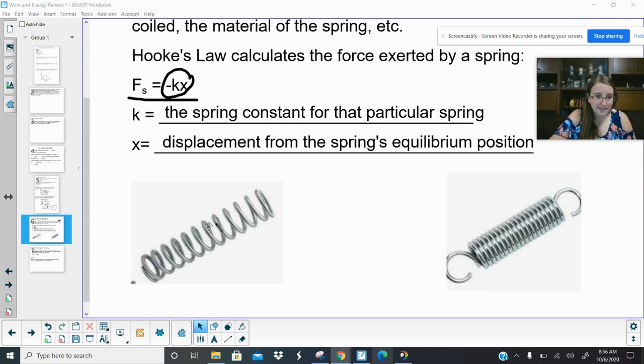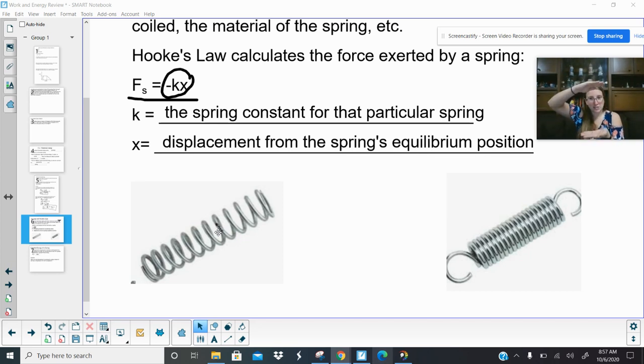For example, if this spring is in its equilibrium position, equilibrium just means I'm not doing anything to it, it's just there. That's its equilibrium position. This one is a spring that I could compress or stretch. If this is its equilibrium position, I could compress it a distance, or we could stretch it too. This one would probably be very hard to stretch, but we could do that.